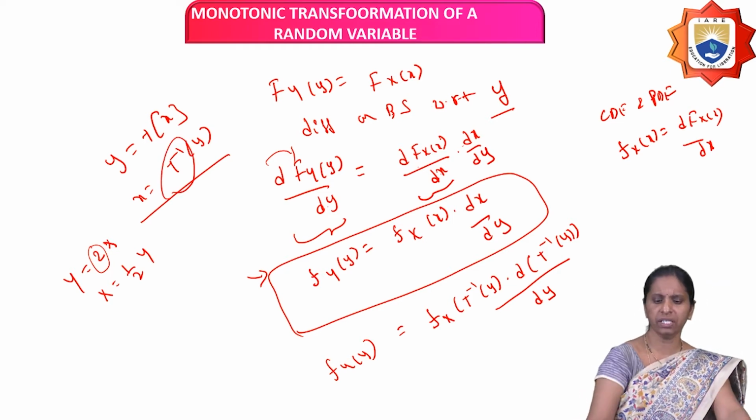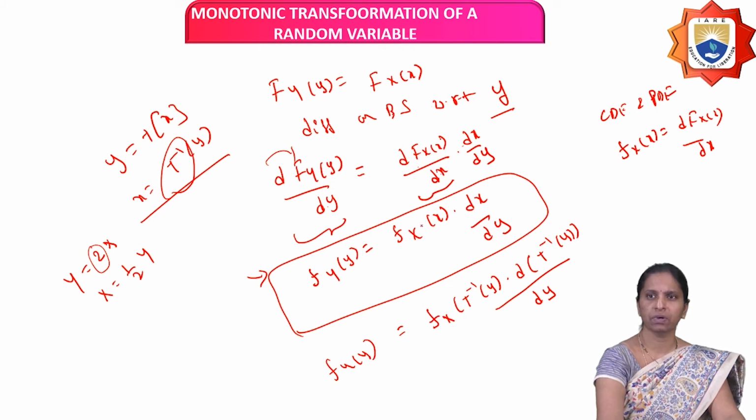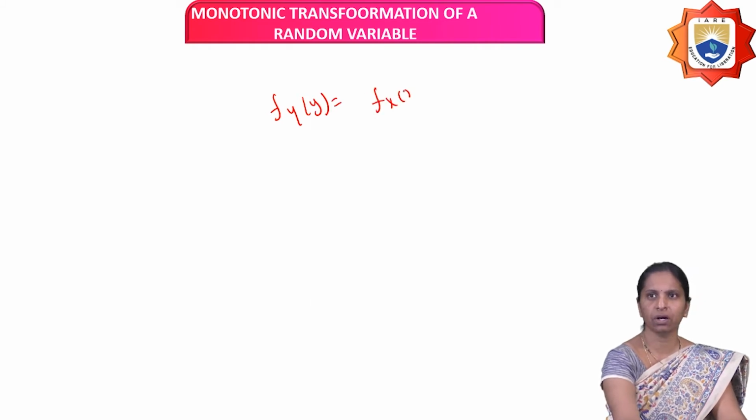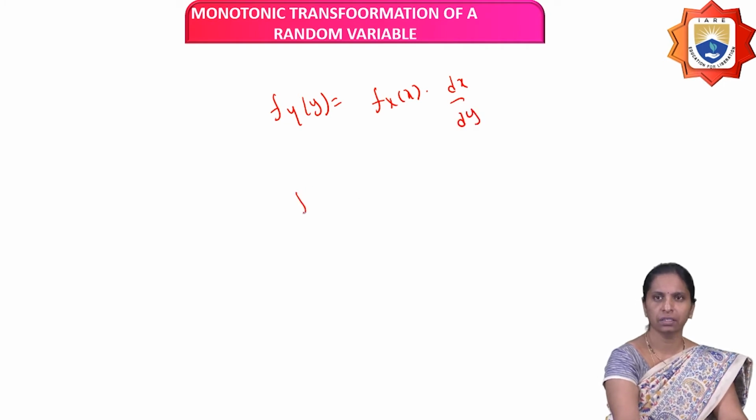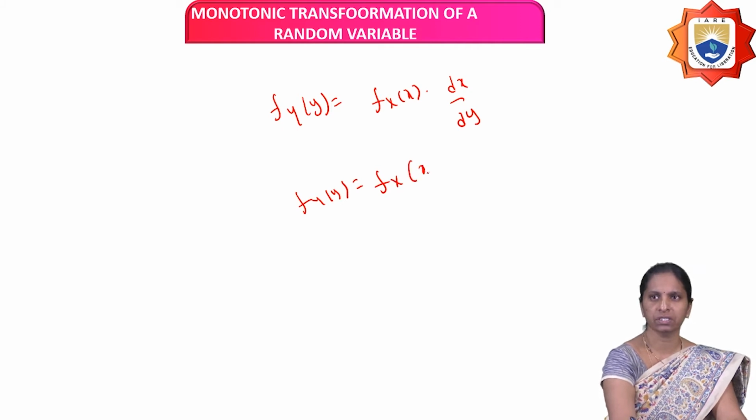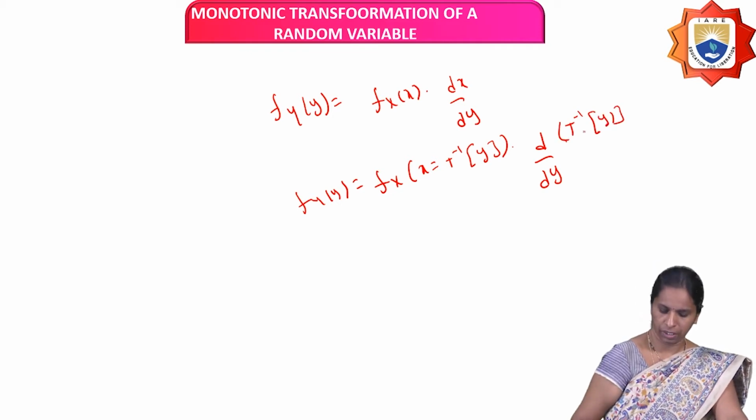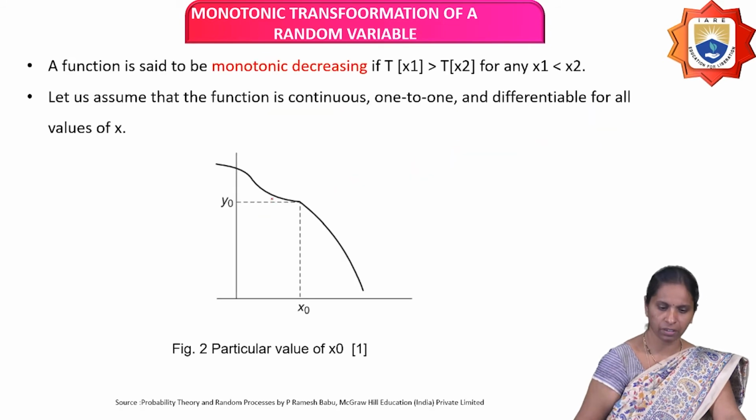Therefore, the density function of the transformed random variable is fY of y equals fX of x times dx by dy. Or else, x is nothing but T inverse of y, so it is fX of T inverse of y times d by dy of T inverse of y. Okay, so this is the density function. Like that it can be derived.